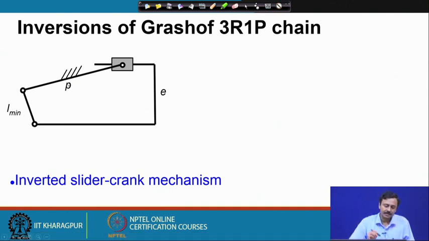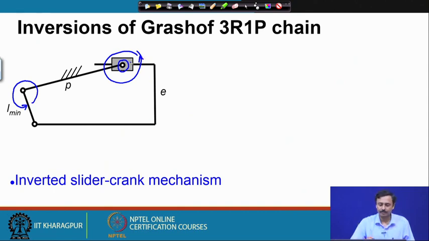If I fix this link P, this is the situation that this can rotate completely with respect to it. So, P is the ground. So, L min can rotate completely with respect to the ground. Now, this is also an inverted slider crank mechanism. The thing is, you should note that here this sliding direction can rotate because of this hinge on the ground. The slider can rotate with respect to the ground.